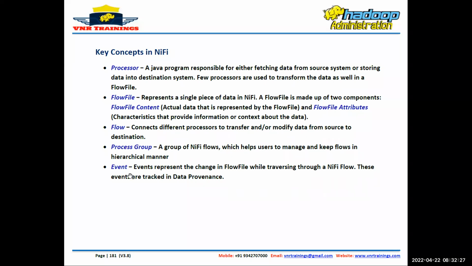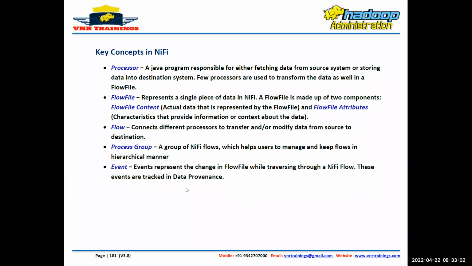What is an event? An event represents the change in the flow file while traversing through a NIFI flow. These events are tracked in data provenance. What is the change in the flow file while traversing? What is the source data and how is it changing while going to the destination? Let's say you are taking data from an RDBMS, which is table data, but you are converting it into JSON format. This is an event. All these events can be tracked here.